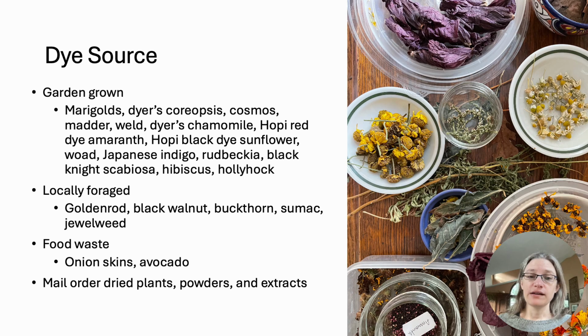Other places that we can find dye that is great to prevent things from going into the waste stream would be food waste. Onion skins, avocado are a couple of the big ones, pomegranate husks. So we can find things to dye with right within our own kitchens. And then I also included, when we're doing natural dye, mail ordering dye extracts, powders, etc. Obviously, these are going to have a larger footprint as far as the carbon chain and on the environment.